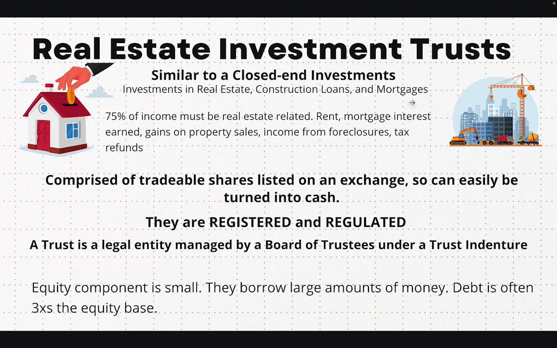Now we're going to look at REITs. These are real estate investment trusts. They're similar to closed-end investments. These are investments in real estate, construction loans, and mortgages. Now, 75% of the income for these must be real estate related. So that's from rent, mortgage interest earned, gains on property sales, income from foreclosures, and tax refunds. They're comprised of tradable shares listed on an exchange so they can easily be turned into cash. They are registered and they are regulated.